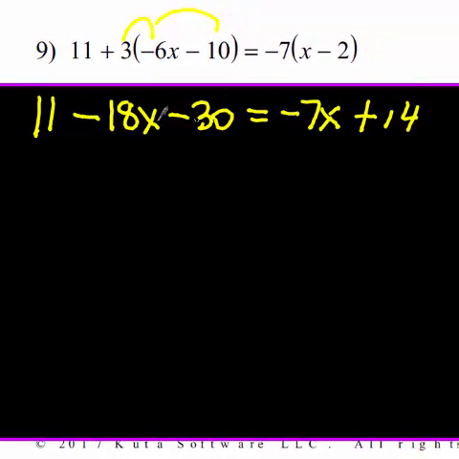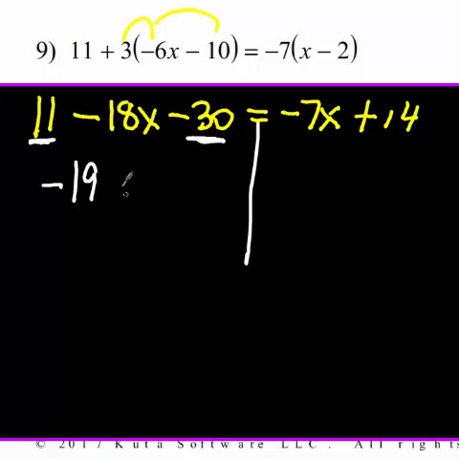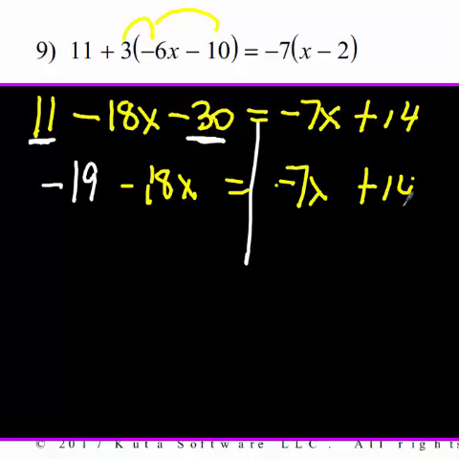Okay, once we get to this point, let's evaluate just one side. So just on this left side, are there any things that are like terms? Anything that looks similar? Well, we got an 11 and a negative 30. We're not moving them because they are on the same side. So don't move them across the equal sign. 11 minus 30 is just what? Well, 11 minus 30 makes negative 19. And then the negative 18x is still there. And then I got equal negative 7x plus 14.